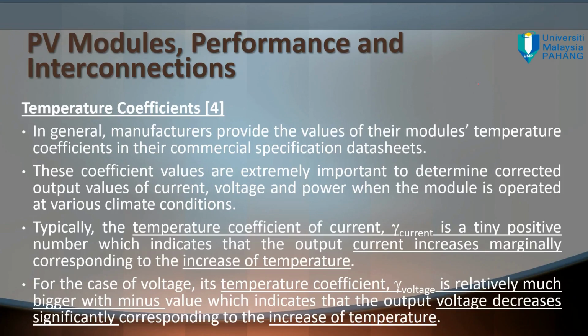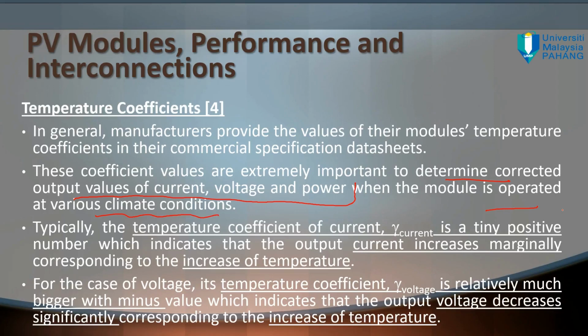Okay. So manufacturers provide the values of their module's temperature coefficients. These coefficient values are extremely important to determine corrected output values of current, voltage, and power when the module is operated at various climate conditions. Why is the temperature coefficient very important? It is useful for us to calculate and determine the corrected output values of current, voltage, and power when the module is operated at various climate conditions. So we can calculate the real operating condition of the module at a certain temperature and certain irradiance.